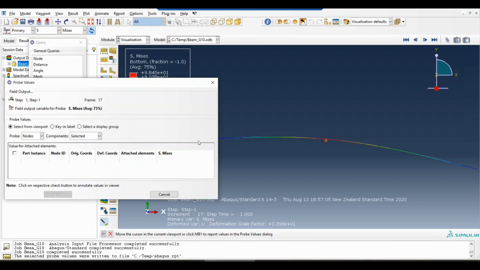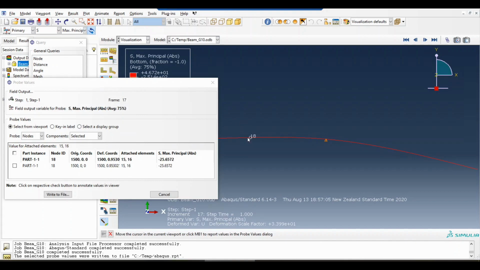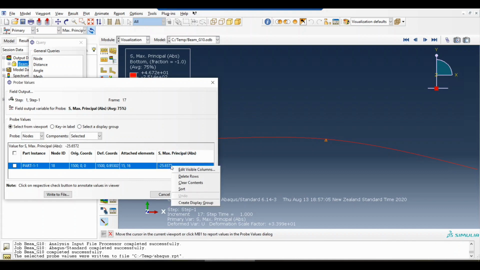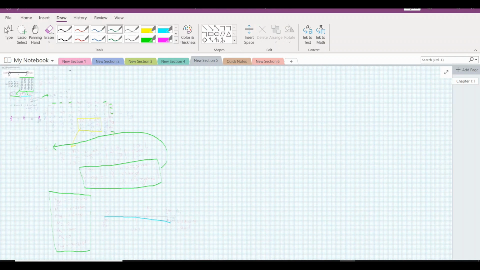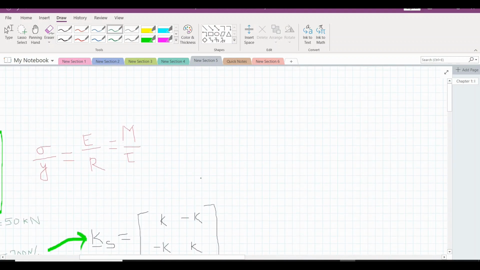So let's go to tools, query, go to prop values. I'll select this one, which is Mises. Let's go to max principal. You can just select here. Now this equals 25.65. I'll write that value here. Sigma equals 25.65 Newton per millimeter square.